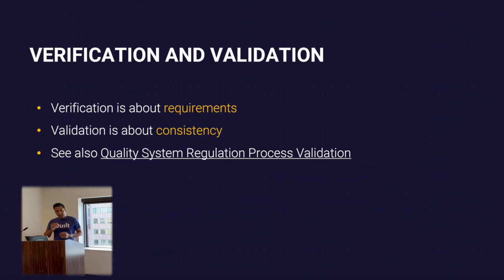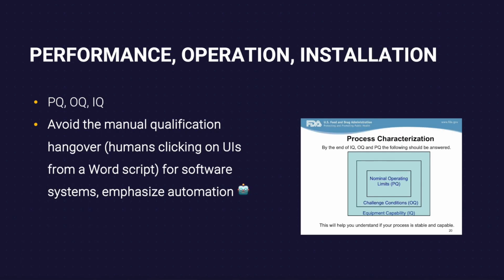In the GxP context, there are two big terms to be familiar with. One is verification, which is about requirements. The second one is validation, and validation is about being able to consistently meet the requirements. So it's about requirements, consistency. And then I've linked to an FDA quality system regulation and process validation page that you can look at for more information.